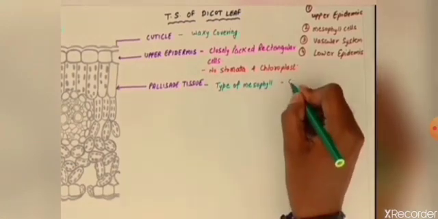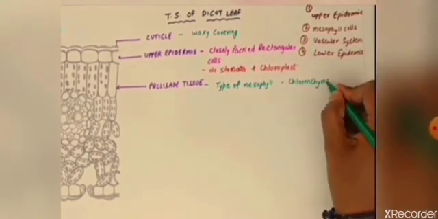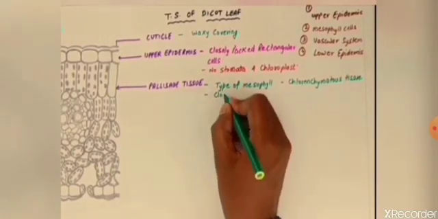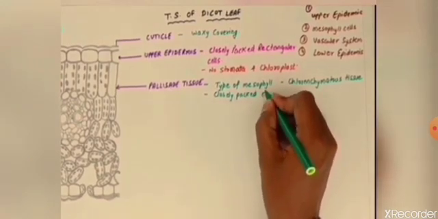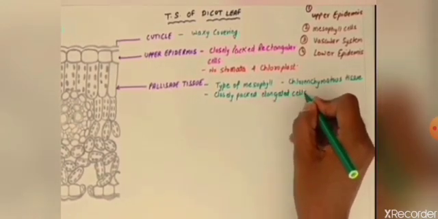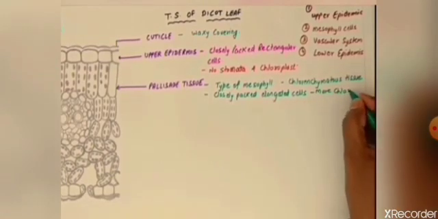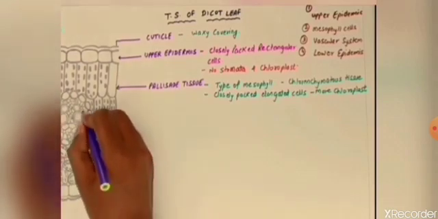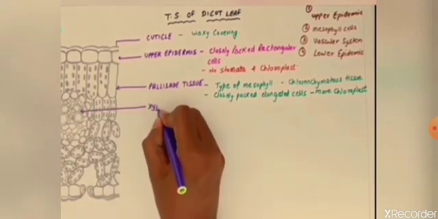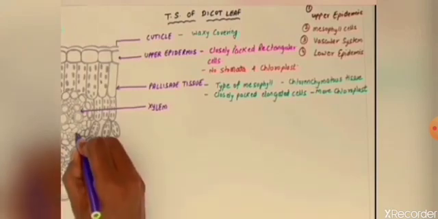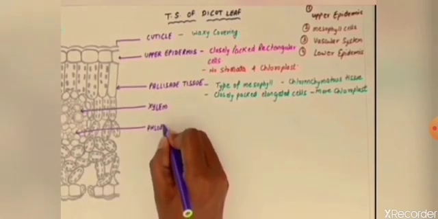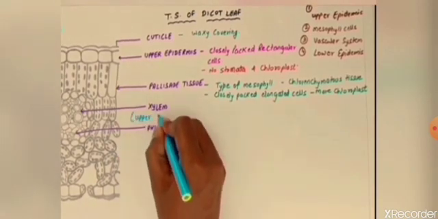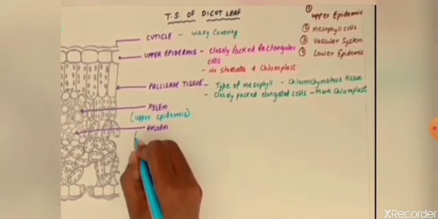Next you have the layer called palisade tissue. Here there are no intercellular spaces. This palisade tissue, as you see here, is made up of elongated cells, and it is one of the cells in the mesophyll. It contains more chloroplast. Leaf is the place where the food is prepared, so it needs chlorophyll pigment, which is present in the chloroplast, and the chloroplast is present in this palisade tissue.